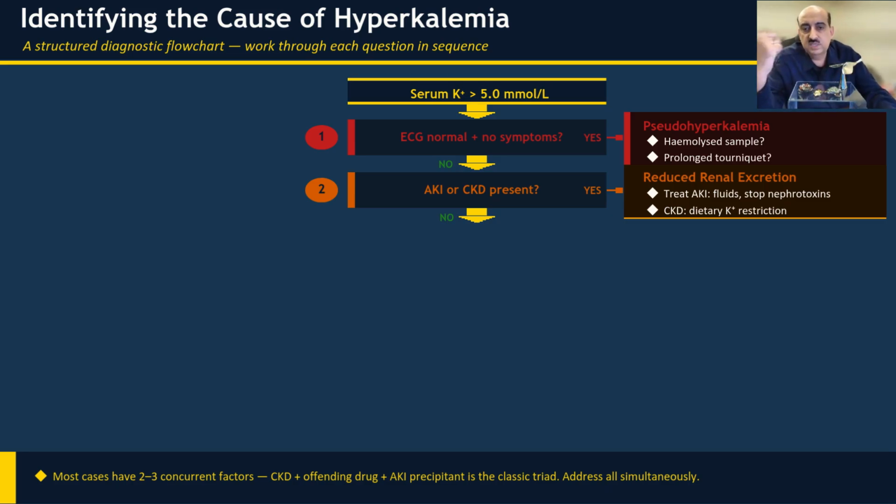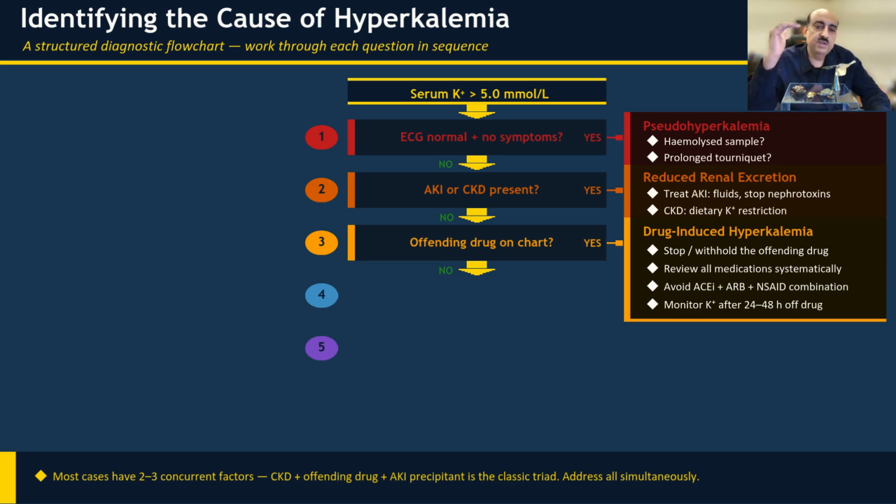Yes or no. If it is present, then you think about all the causes: acute kidney injury, dehydration, nephrotoxic medications, and also dietary intake and the stage of CKD, whether the patient is a hemodialysis patient. Sometimes they have missed their dialysis session. So that's one part of the renal etiology.